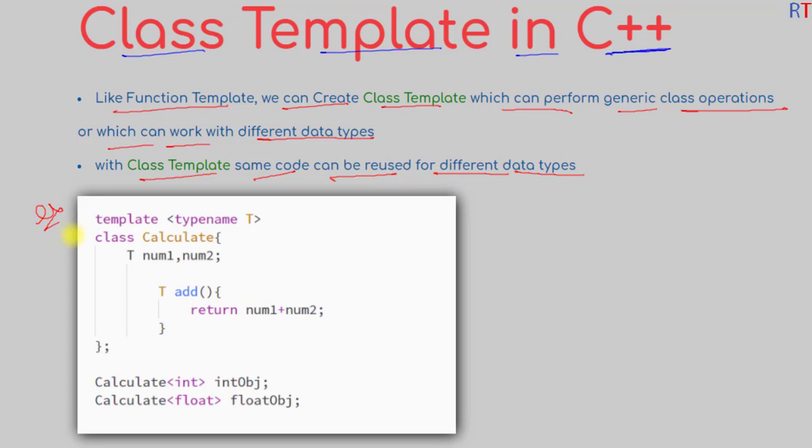Like an example, to create one class template, first we have the template keyword, and inside the angular bracket we have the type name keyword, or also we can use the class keyword followed by one generic type. And then inside the class, instead of writing any specific hard-coded data type, we can use that generic data type. Now the class can work with so many different data types.